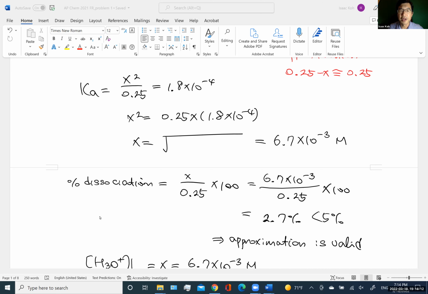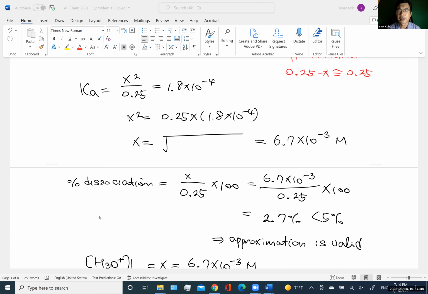When I plug in those values into the calculator, I find the value of X is 6.7 times 10 to the negative 3. So when the calculation is done, let's see if our assumption is valid. Let's calculate percent dissociation. Out of the initial amount of 0.25, how much is dissociated? X over the initial concentration times 100: 6.7 times 10 to the negative 3 divided by the initial concentration 0.25 molarity. It gives us 2.7%.